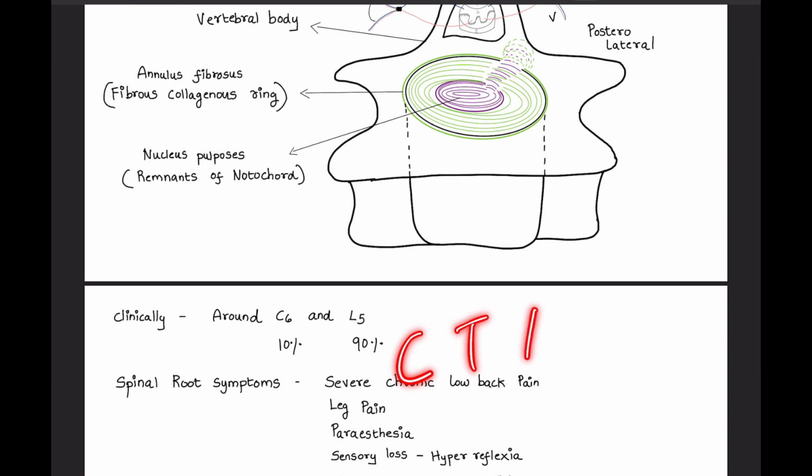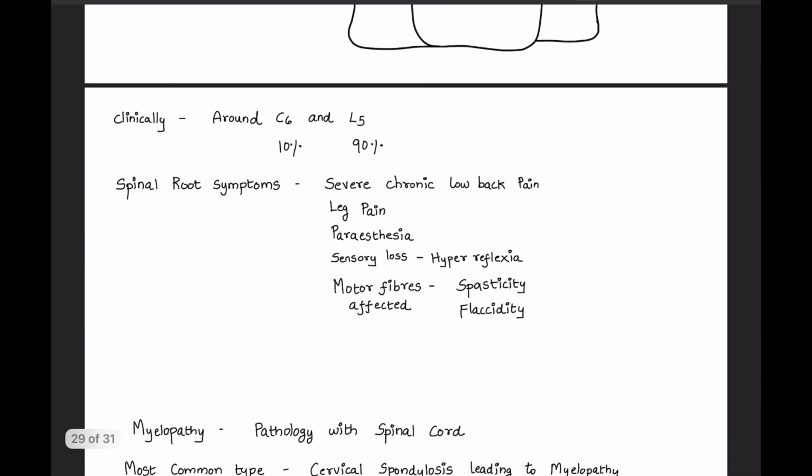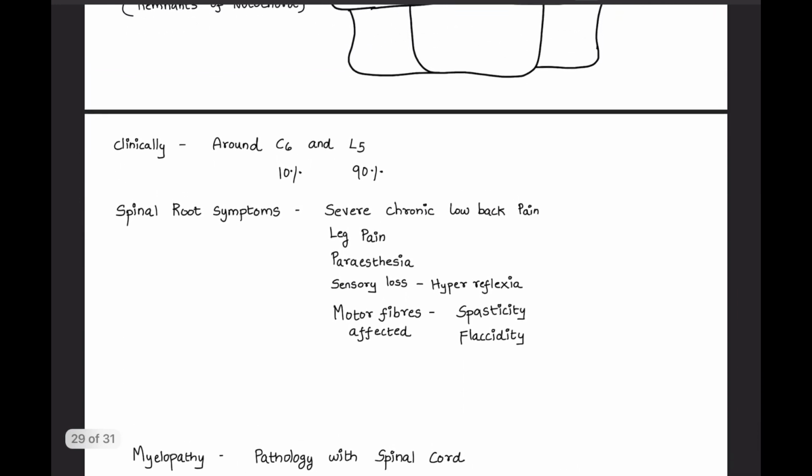Since you have C7 vertebrae, T12, L5, S5 and C4. So the patient will present with the problem of severe chronic low back pain, leg pain, paresthesia, there will be sensory loss, hyperreflexia, motor fibers affected, and the patient will have spasticity and flaccidity.